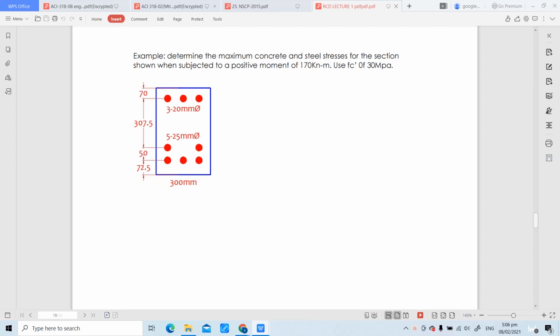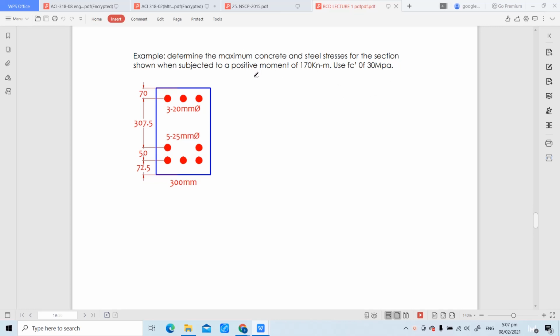Let's continue the discussion last time regarding working stress analysis. And we have here a sample problem wherein we are required to determine the maximum concrete and steel stresses for the section shown below when it is subjected to a positive moment of 170 kilonewton meter, and we will be using a compressive strength of concrete or f'c equivalent to 30 megapascal. Okay, let's analyze first the problem.